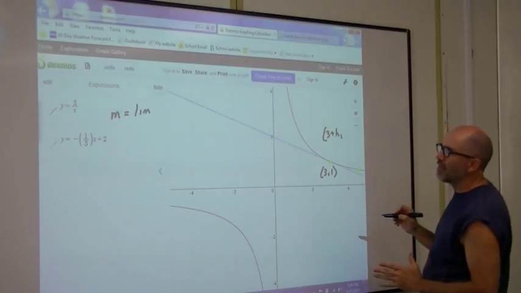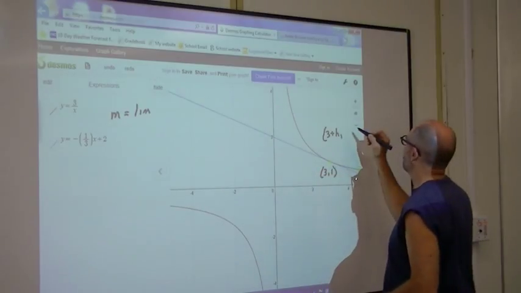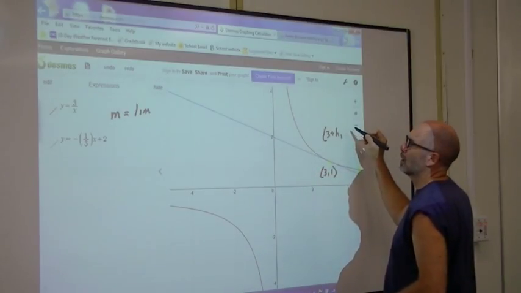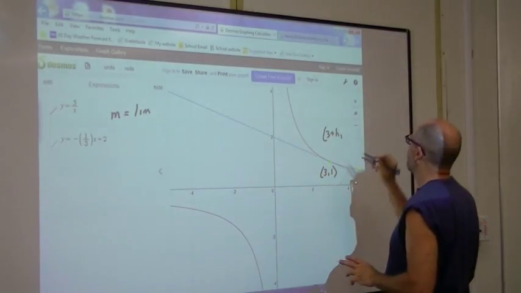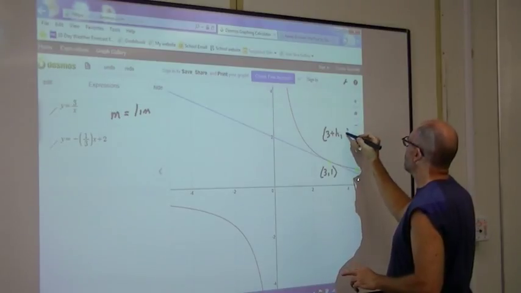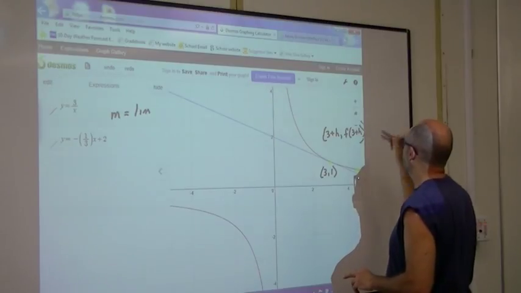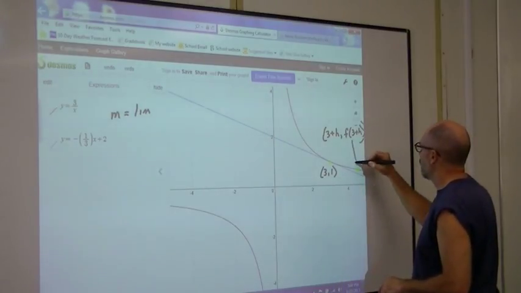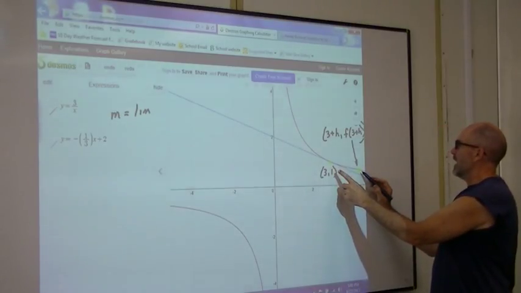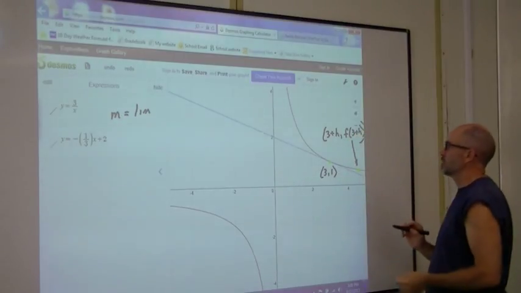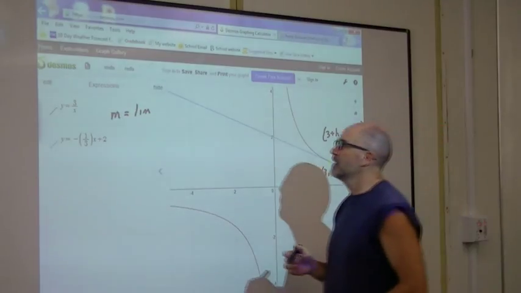So what is f of 3 plus h? Okay, the function is 3 over x. So, yeah, we'll just go f of 3 plus h for now. Okay, that's fine. So there's our point right here. It's some h value to the right, and then it's f of 3 plus h down. So, all right, back to the wrench now.